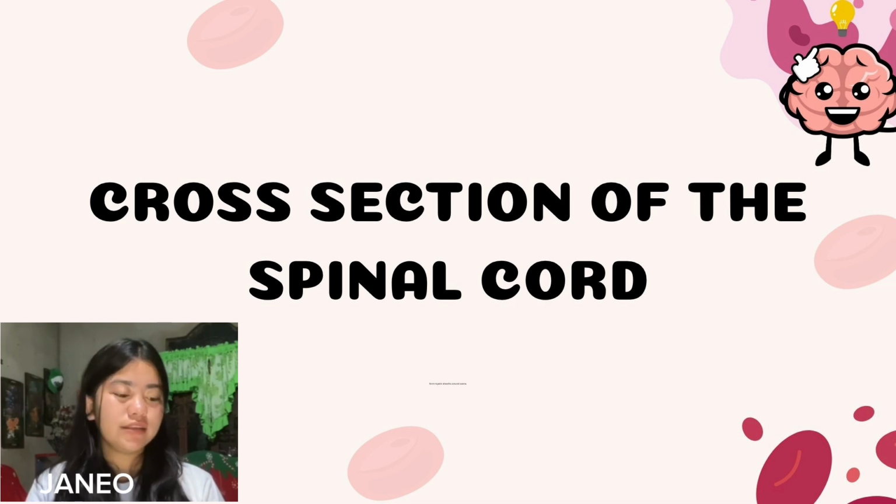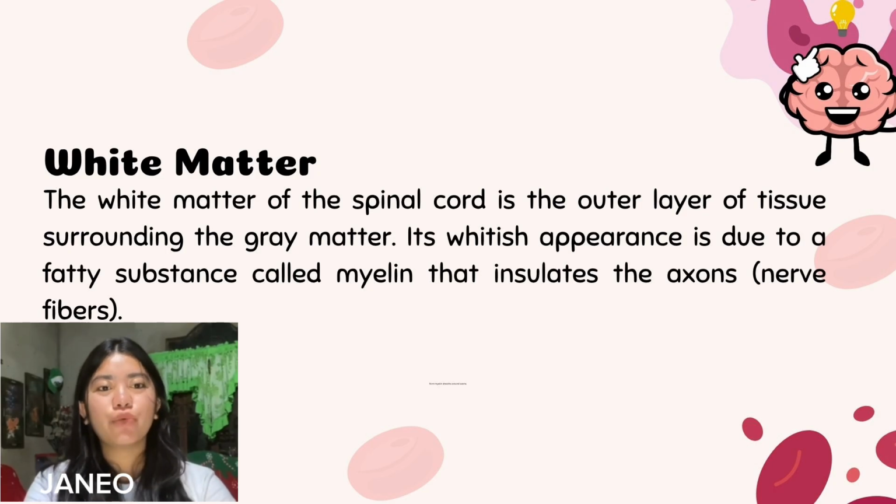So now, let's talk about the cross-section of the spinal cord. Firstly, we have the white matter. The white matter is on the outside surrounding the central gray matter. It's primarily made up of bundles of axons that are coated in a fatty substance called myelin.